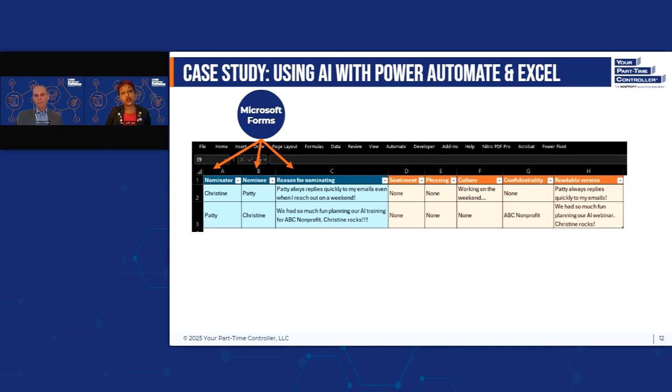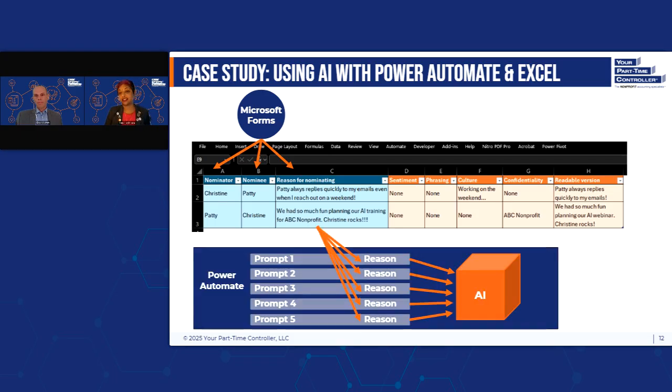So instead, we used Power Automate together with GPT-4o, an AI tool, to help with this. Power Automate grabs the text of each nomination and it plugs it into a pre-written prompt, which it then sends to the AI. The AI then sends back a response, which Power Automate pastes back into the original Excel sheet.